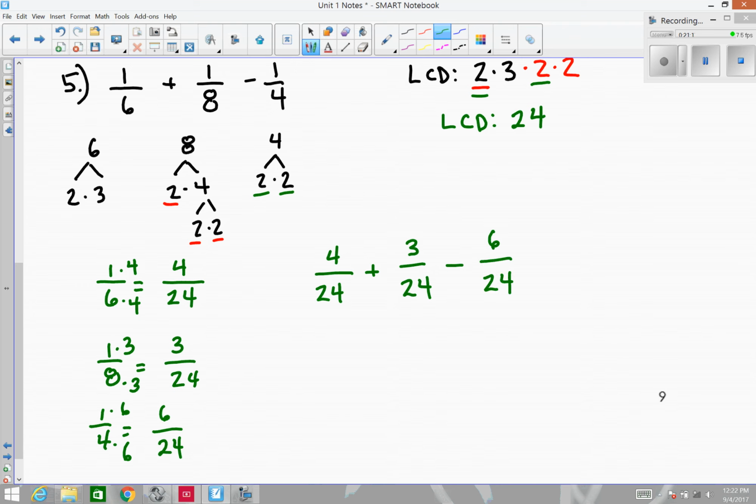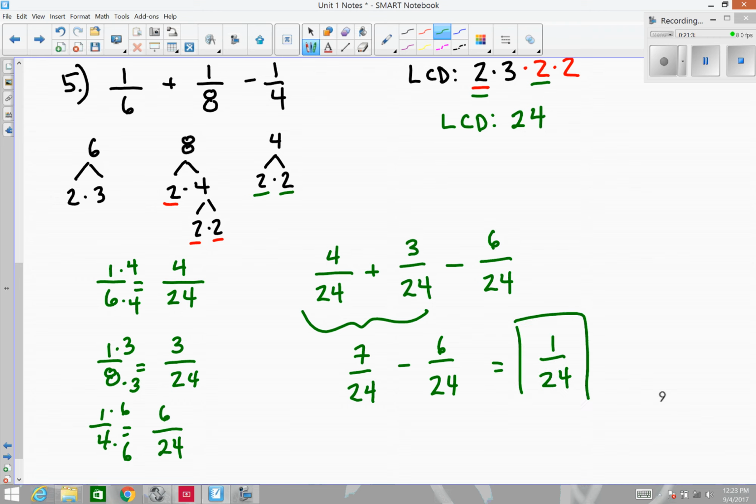Now moving left to right, I'm going to first add 4/24 and 3/24, which gives me 7/24. And then I am subtracting 6/24, which leaves me with just 1/24, with nothing to reduce. And so that is our final answer.